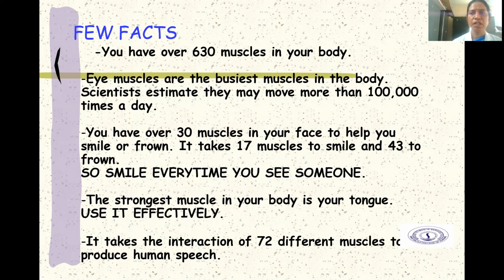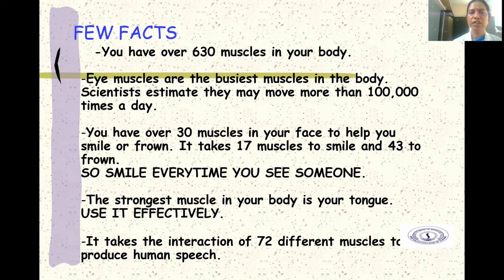There are few facts about communication. You have over 630 muscles in your body. Eye muscles are the busiest muscle in the body. Scientists estimate they may move more than 100,000 times a day. So eye is also one of the effective ways of communication. Just by eye gestures, we can communicate many things.